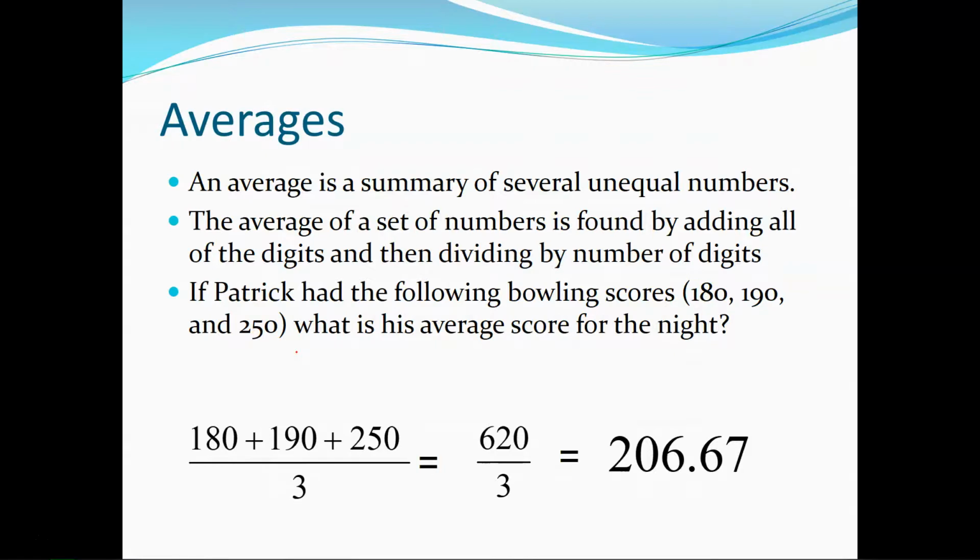So we're averaging his scores for the night, so we're going to add them up and divide them by the number of times he bowled. So when you add 180 to 190 to 250, you get 620 divided by 3 gives you 206.67 as his average score. Does that make sense, guys? Are there any questions about that?